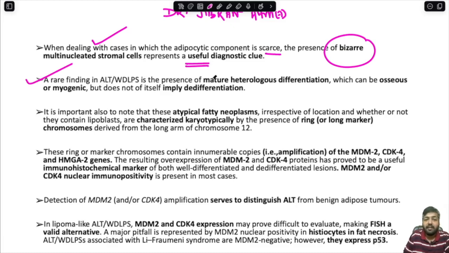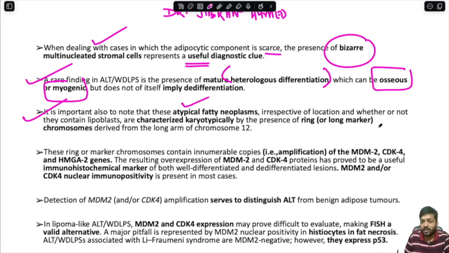Now, a rare finding in the well-differentiated liposarcoma or atypical lipomatous tumor is the presence of mature heterologous differentiation, which can be osseous or myogenic but does not itself imply de-differentiation. Remember this point. It is also important to note that these atypical fatty neoplasms, irrespective of the location and whether or not they contain lipoblasts, are characterized karyotypically by the presence of ring or giant marker chromosomes derived from the long arm of chromosome 12. These ring or marker chromosomes contain innumerable copies or amplifications of the MDM2, CDK4 and HMGA2 genes.